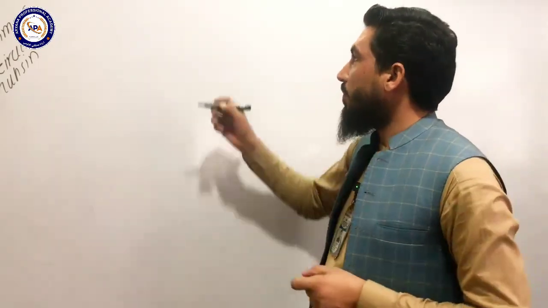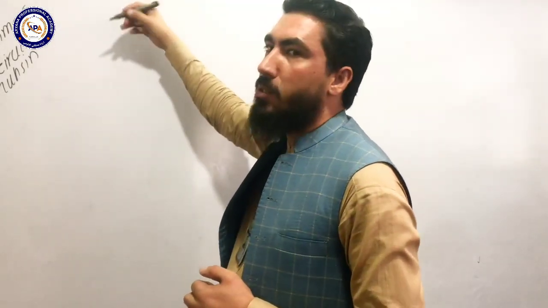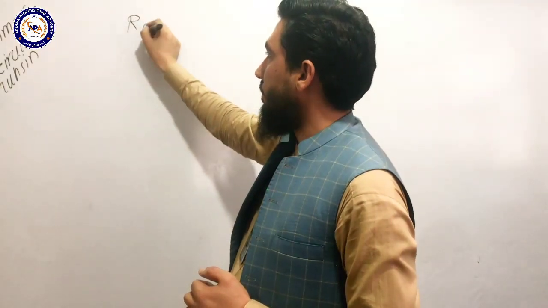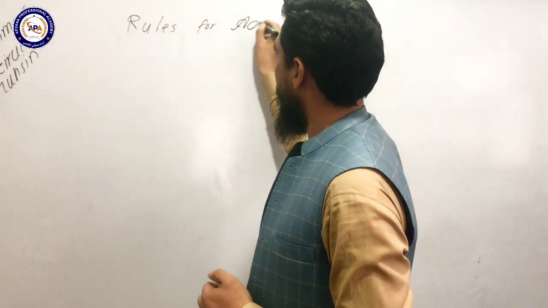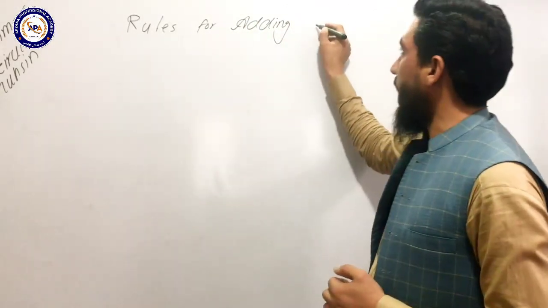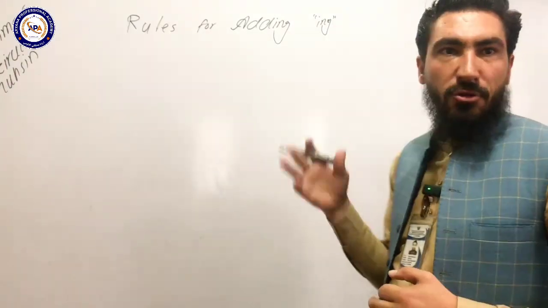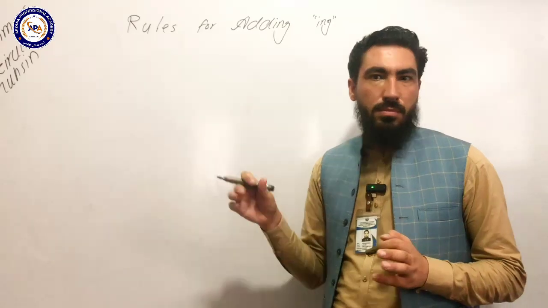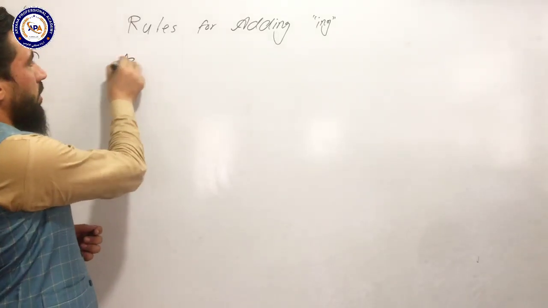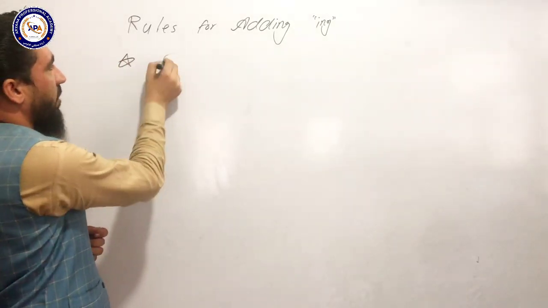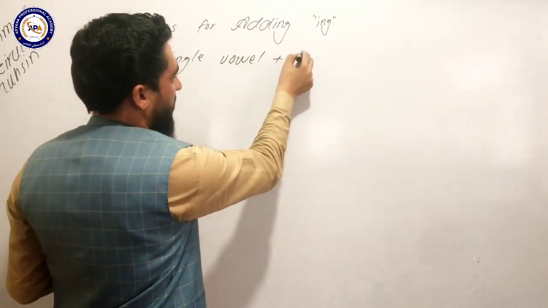So the general formula for adding an ing with the verb is to add ing at the end of the verb simply, but there are some spelling changes. So we're going to study them. If you know about them, you will skip it. Rules for adding ing. If you know about these rules, you will skip. Well, I will shortly explain them, all the rules. So rule number 1 is for single vowel plus single consonant.